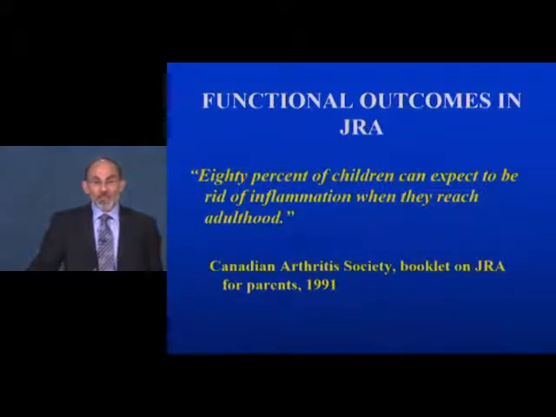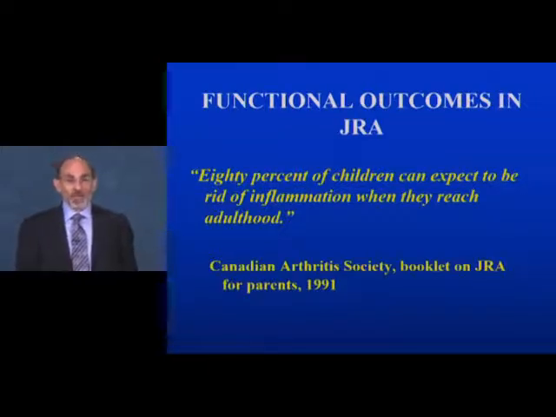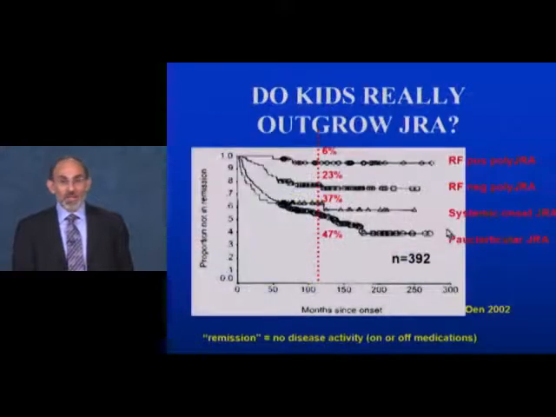So when I was in training, this is what we were taught. 80% of children can expect to be rid of inflammation when they reach adulthood with arthritis. Why was this? It was because 80% of children stopped seeing their rheumatologists, their pediatric rheumatologists, when they reached adulthood. So out of sight, out of mind, they were assumed to be well. This is certainly not true.